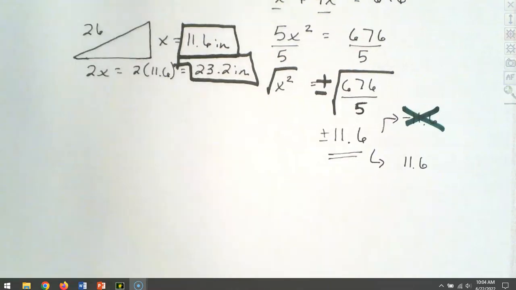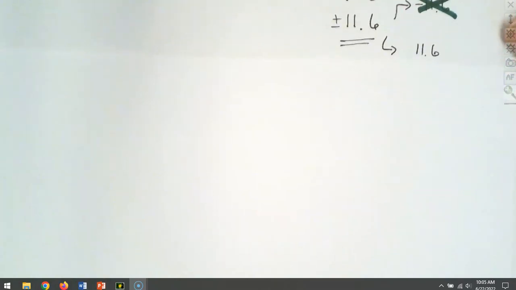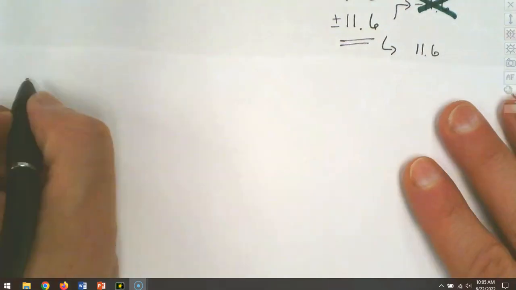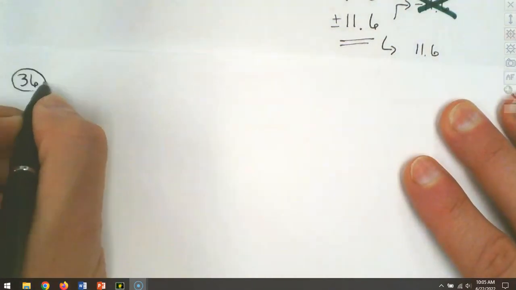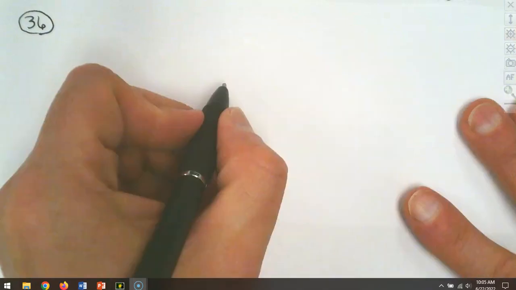Now that was one of the easier ones. Now we're going to look at the more difficult, which that's going to be question 36. And some of these are easy to set up and solve. Some of them are more difficult. The good thing about question 36 is they give you the triangle to begin with. So the triangle's already done.